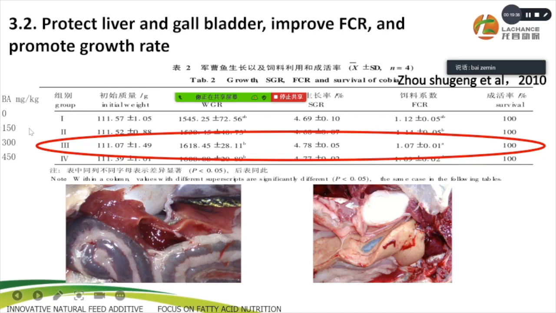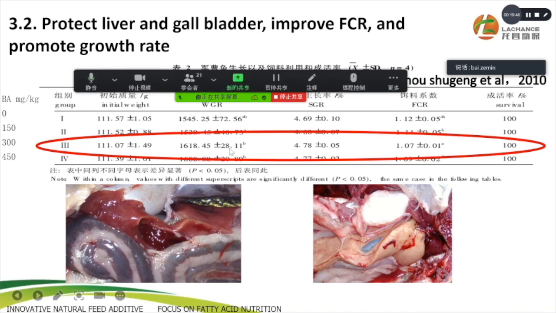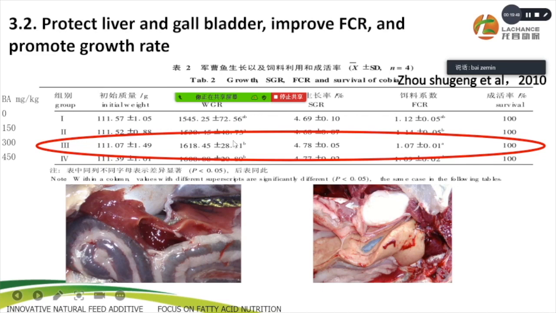When we add 300 grams of bile acid per ton of feed, the initial weight is similar. But finally, we found after the trial, the final weight increased almost 10%. SGR also increased around 8%, and the FCR dropped 10%. But because this cobia is very hardy, I think this is the reason why the survival rate showed no difference.